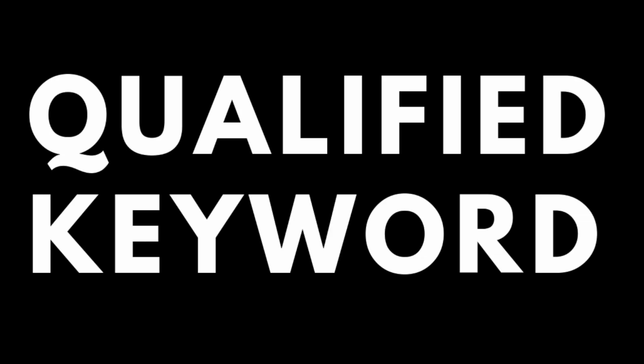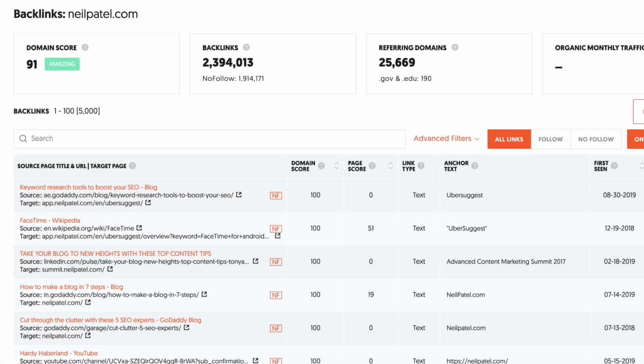So the first step of this process is to find a qualified keyword. And I have several videos that can help you find the right keywords on my channel, but the best way to find keywords quickly is to analyze your competitors. So you can use paid tools like Ahrefs or SEMrush, or you can use a free tool like Neil Patel's Backlink Analyzer to find these ideas. So now let me show you the first stage of the HVC formula.